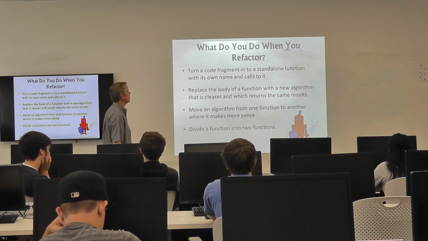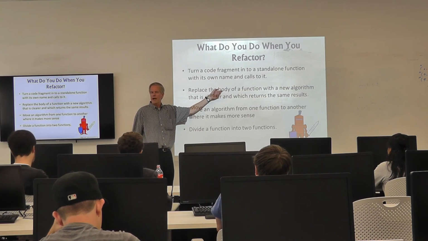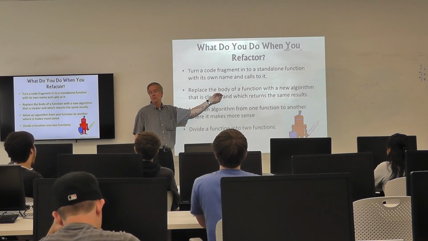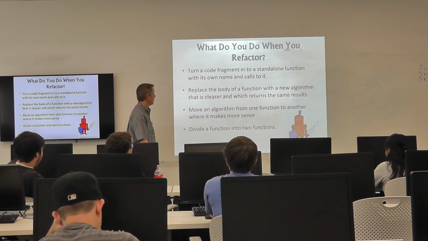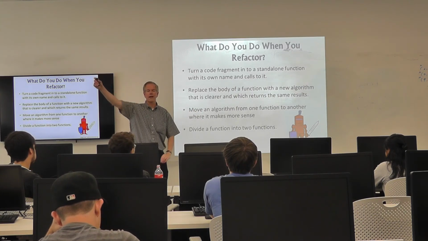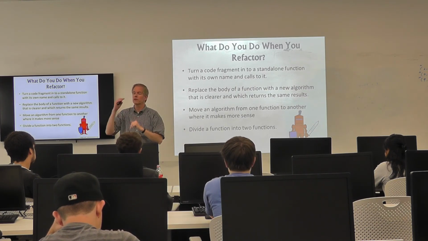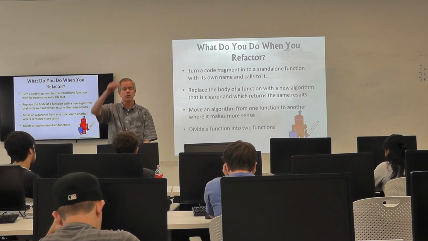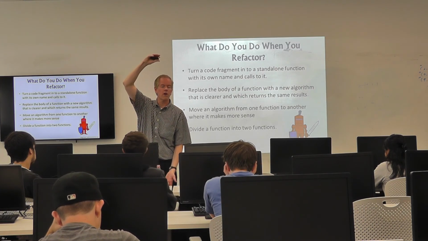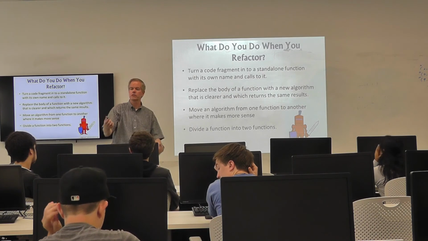That's pretty cool. You can replace the body of a function with a new algorithm. I've come up with a better way to do a bubble sort. I can do it in 2 lines. Okay, cool. That'll be better. And you can move an algorithm from one function to another where it makes more sense. Stuck it over there, it really should be over here. And you can divide a function into 2 functions. Remember, we said functions should only be about 50 lines. You got that hefty 100-line function that's hard to maintain, hard to read. Maybe you go back in, you divide it up into 2 separate functions, and all of a sudden it's a lot easier to maintain.